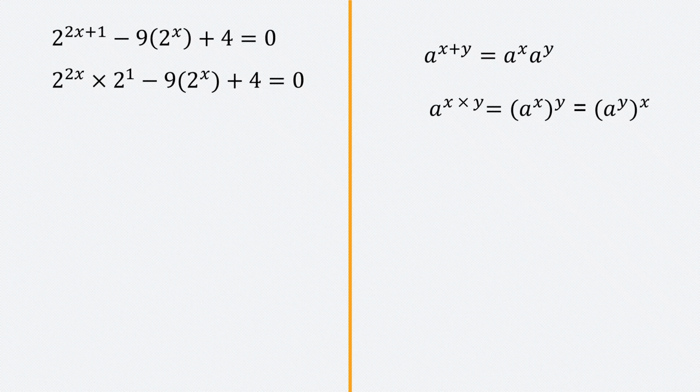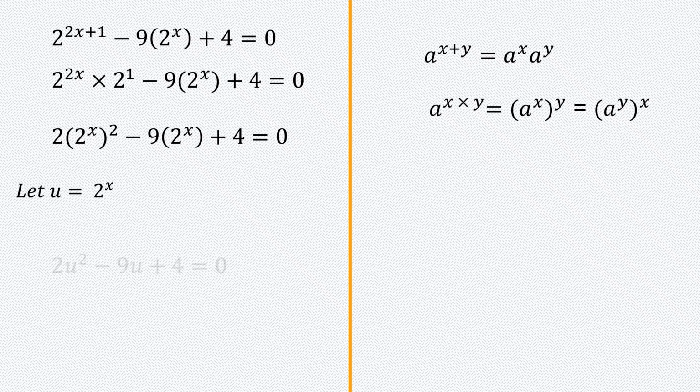So we'll apply the power rule, which says if I have a number raised to a power and everything is also raised to a power again, you can multiply those two powers, right? In the same way, if I have a number raised to a product of two powers, I can write it as a power of a power. So 2 to the power 2x can be written as 2 to the power x all squared. So our equation is now 2 to the power x all squared minus 9 times 2 to the power x plus 4 is equal to 0.